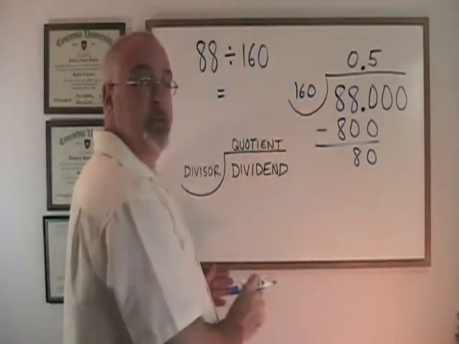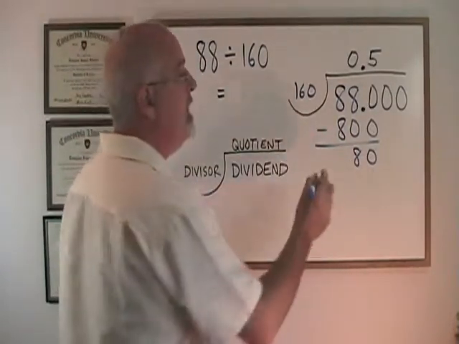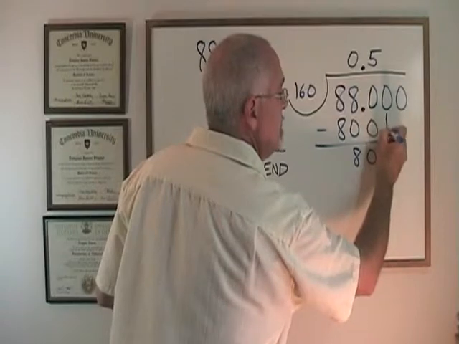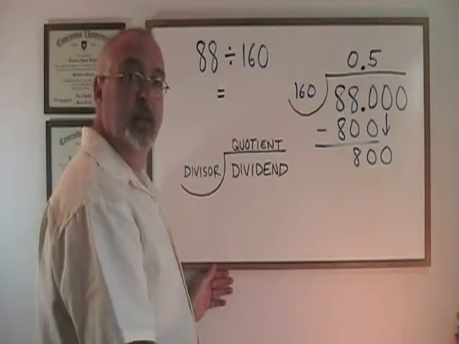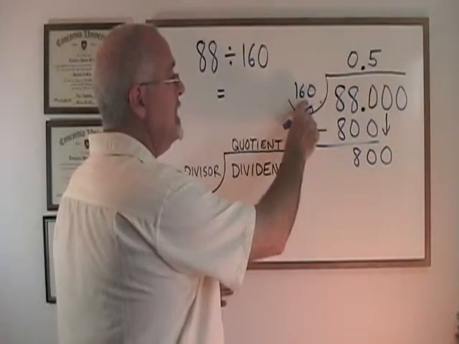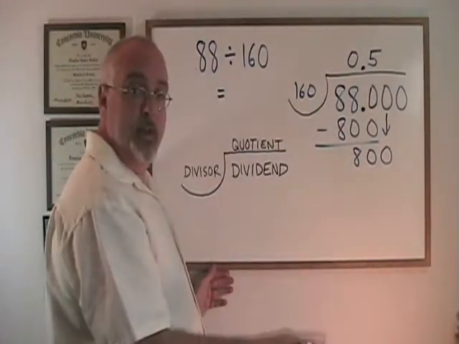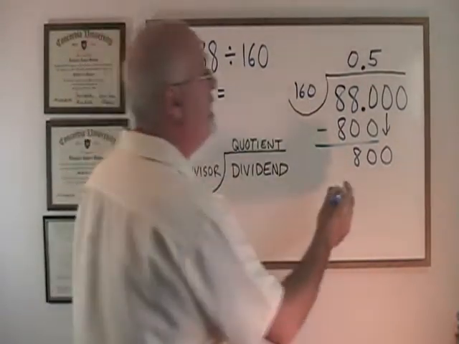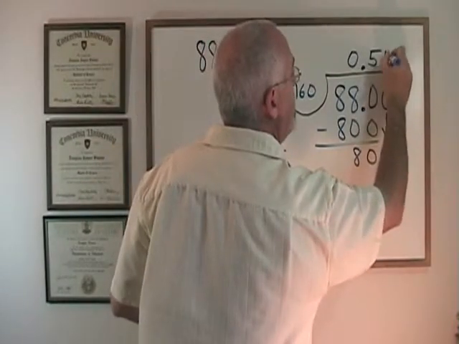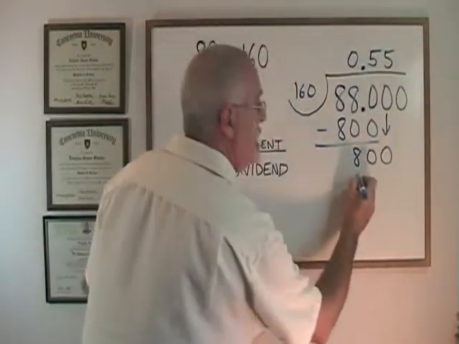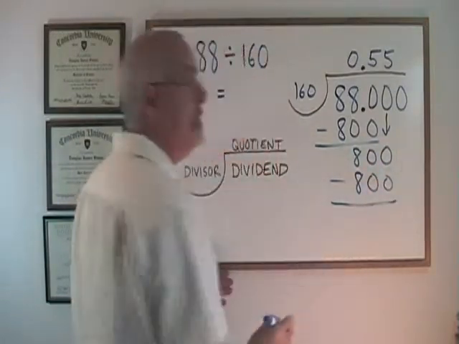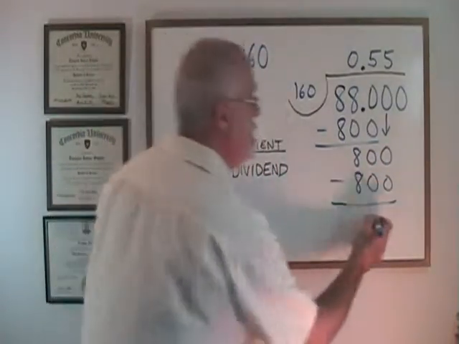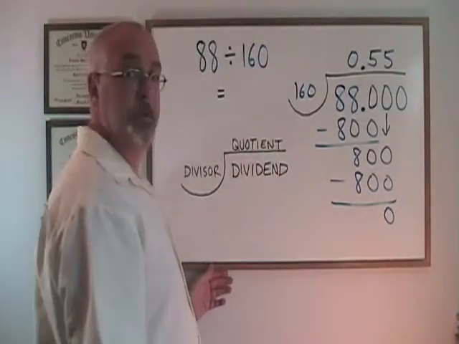I know that 160 will not fit into 80, so I need another 0. I take one of these zeros and I slide it down into this position, and then I ask myself the question, does 160 fit into 800? Yes. It fits into 800 5 times. I write the 5 here. 5 times 160 is 800. And I subtract again. 800 minus 800 is 0, which tells me that I am finished.